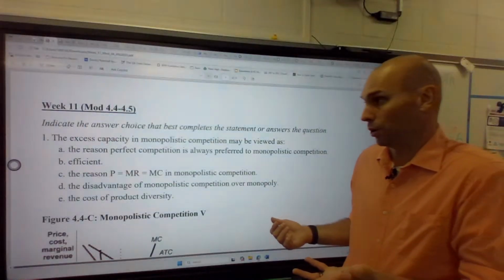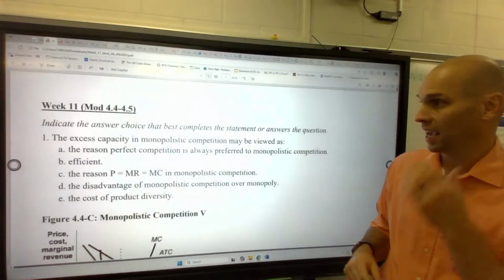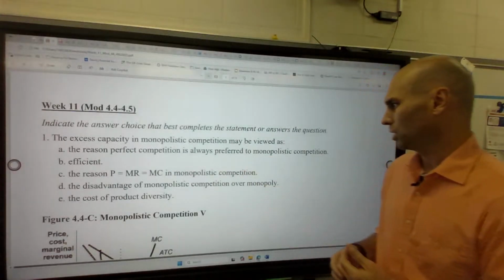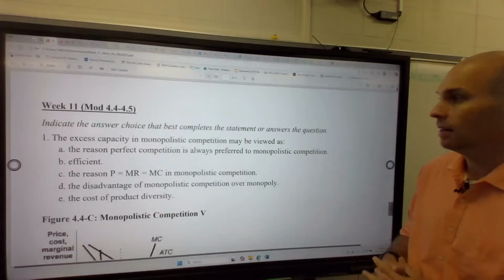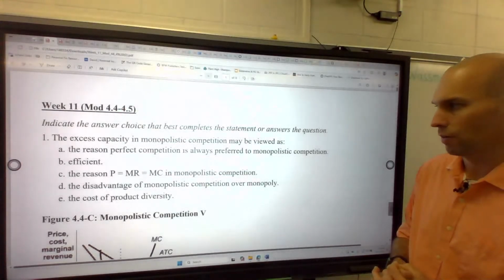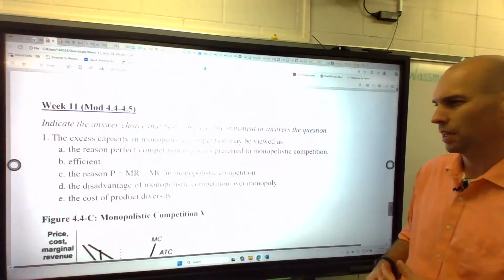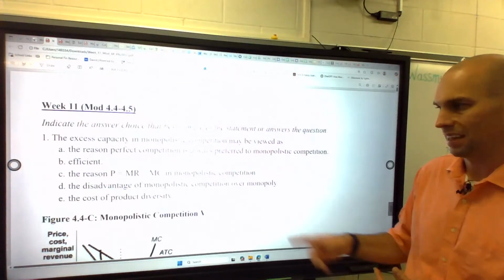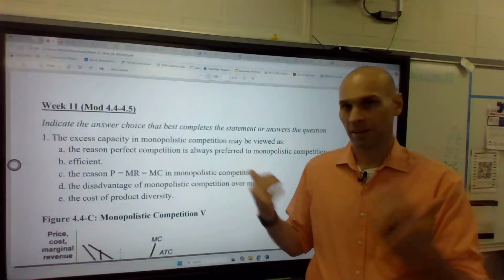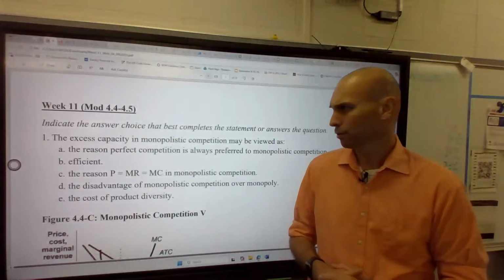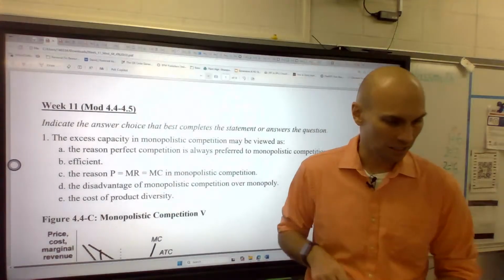Number one is the first one kids have asked to go over. It says, excess capacity in monopolistic competition can be viewed as... The reason perfect competition is always preferred compared to monopolists? No. Efficient? It's not efficient. The reason price equals marginal revenue equals marginal cost? That is not true. Disadvantage of monopolistic competition over monopoly? No. The cost of product diversity, that's it. You have different products, so you're not perfectly competitive, therefore you have excess capacity. That's the best answer for that one. Not a great question, but excess capacity and monopolistic competition is what you really need to combine.